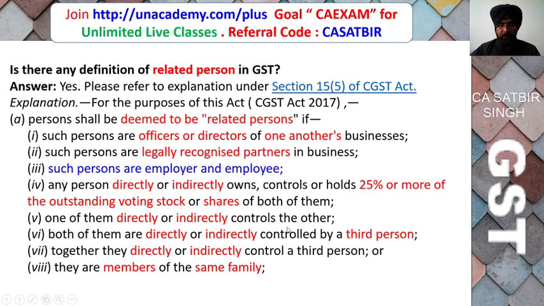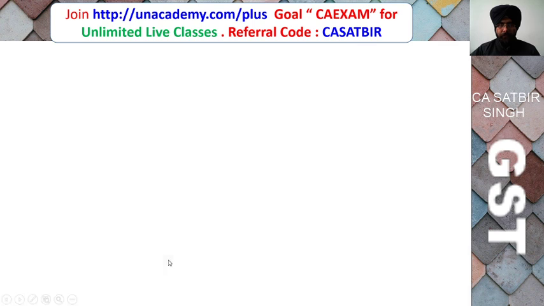If one of them directly or indirectly controls the other, or if they are directly or indirectly controlled by a third person, suppose Mr. A and Mr. B are controlled by Mr. C, then all of them are related persons. Suppose Mr. A and Mr. B directly control a third person, that is Mr. C, they are termed related persons. And if they are members of the same family, then they are related persons. What is the same family? We will discuss here.